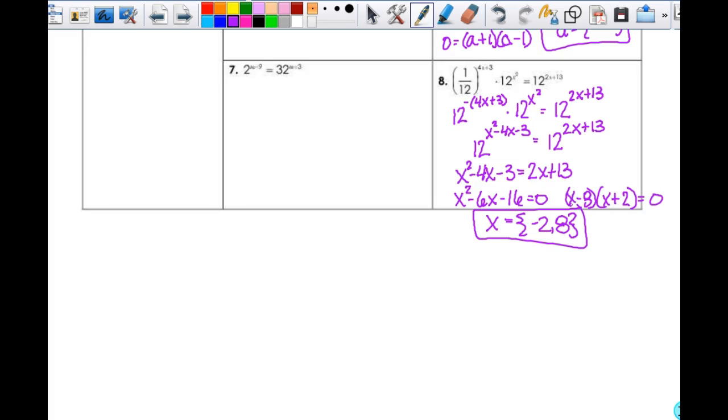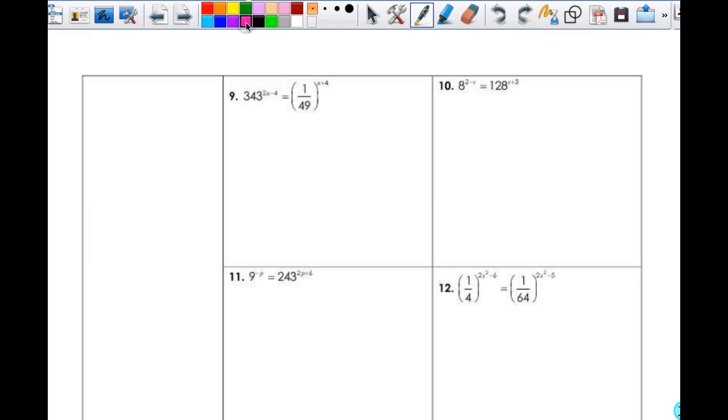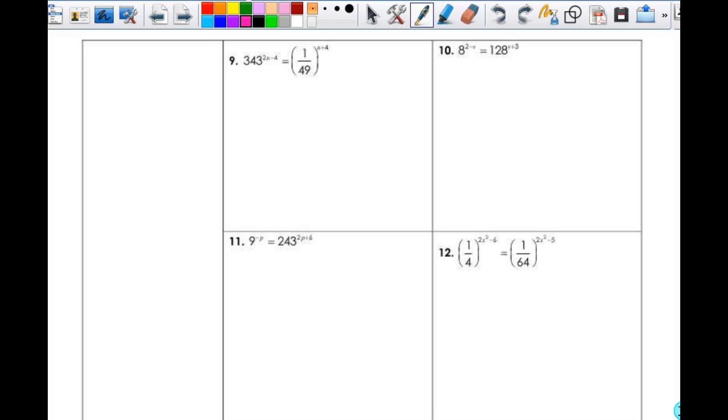Any questions? All right. Flip it over. Let's do another one. I'm going to do a few more because a couple other little things come up. All right, let's look at number 10. So on number 10, they do not have a common base. Can I use 8 as my common base?